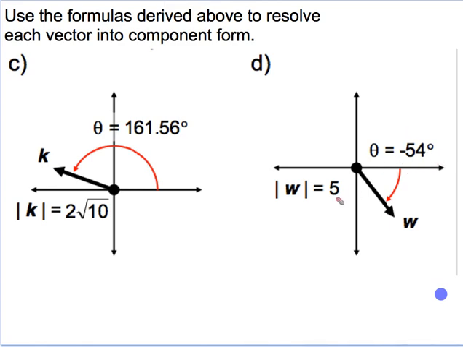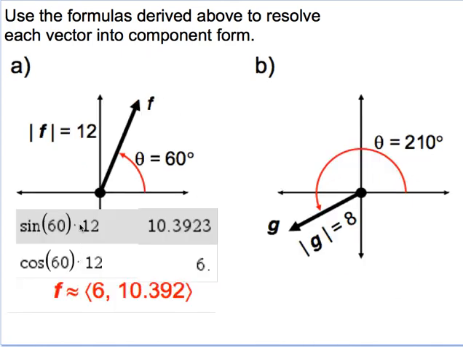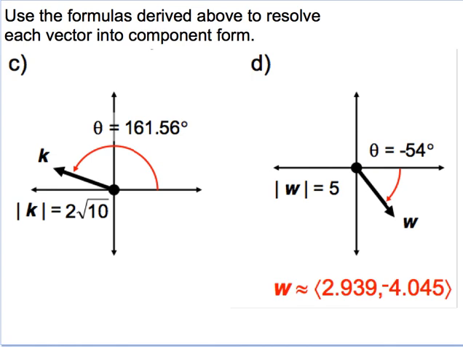Here's another one. Here's my angle and my magnitude. When I plug it into the calculator, I'll get this. This is cosine of -54 times 5, and this is sine of -54 times 5. Anytime you do that in your calculator, make sure you have the angles in parentheses and you do times the magnitude out here. A lot of times it helps if you type in the magnitude first and then do times sine of 60 degrees.